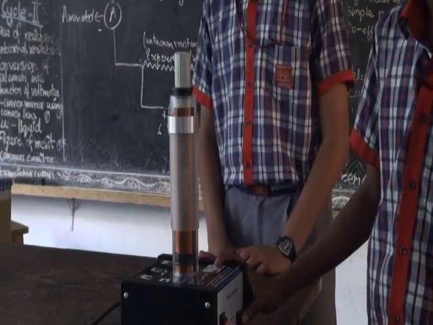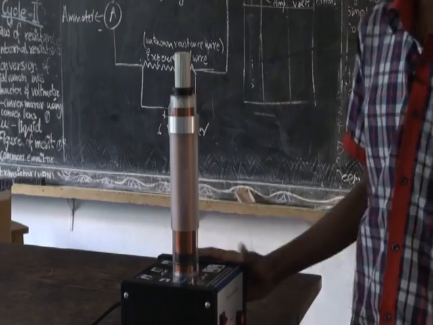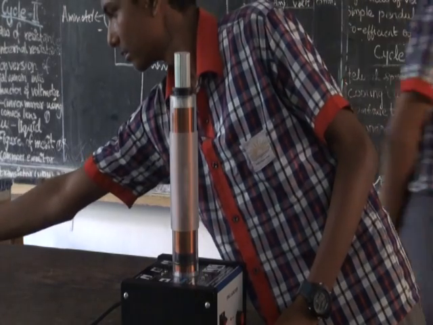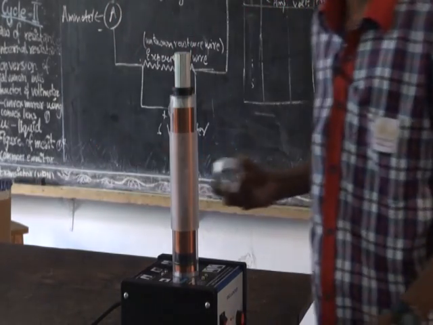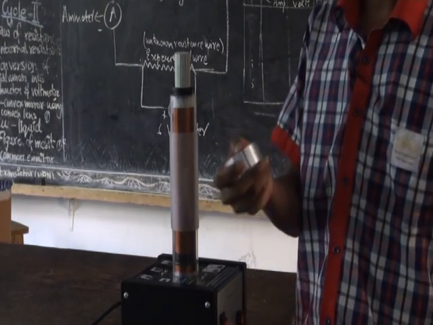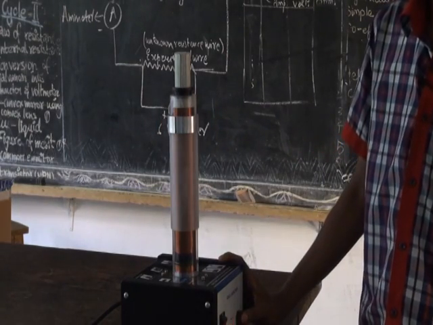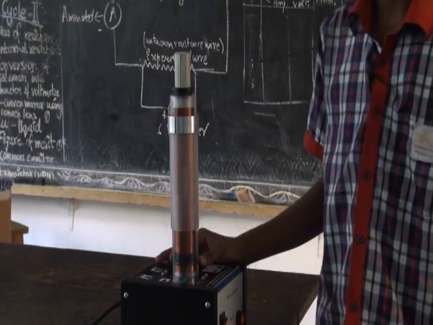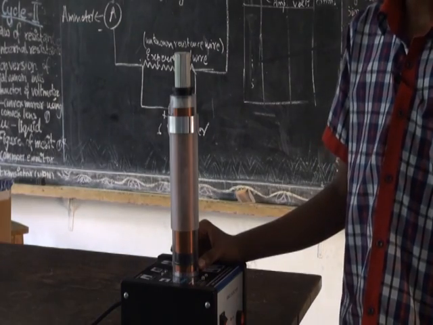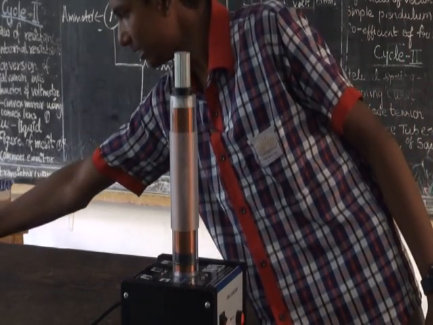So now I am going to show this. And now I am going to show why this ring with a gap in it is not launching in the air. See, this ring is not launching because due to the gap in it, the current is not flowing through the ring. So now I am going to show an insulator, why it is not launching.